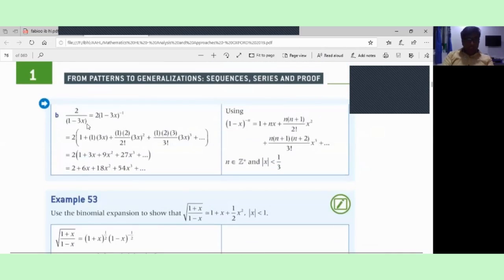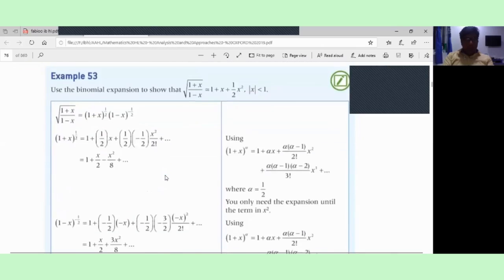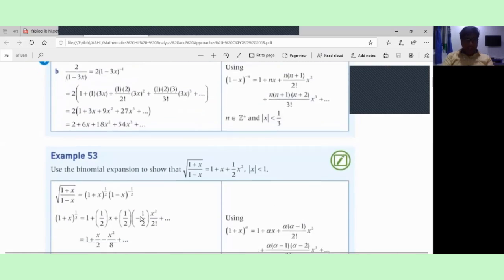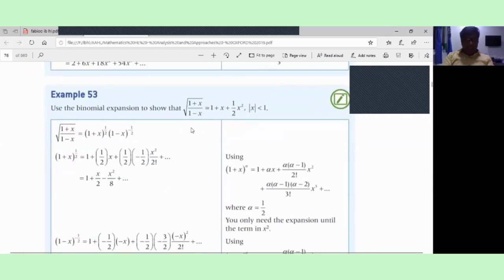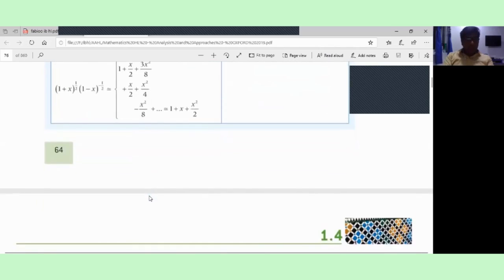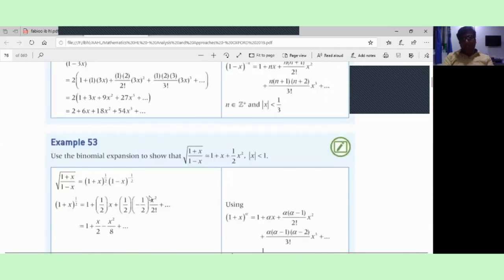Okay. Now you have all such kinds of sums. 2 upon 1 minus 3x, so 1 minus 3x raised to minus 1. Now you can expand it. See this? All negative powers. Here, 1 plus x and 1 minus x, the root; later you can expand this. Simple. 1 plus x raised to a fractional power, 1 minus x raised to a negative fractional power. Use the same expansion. So this was the more complicated kind of sums.